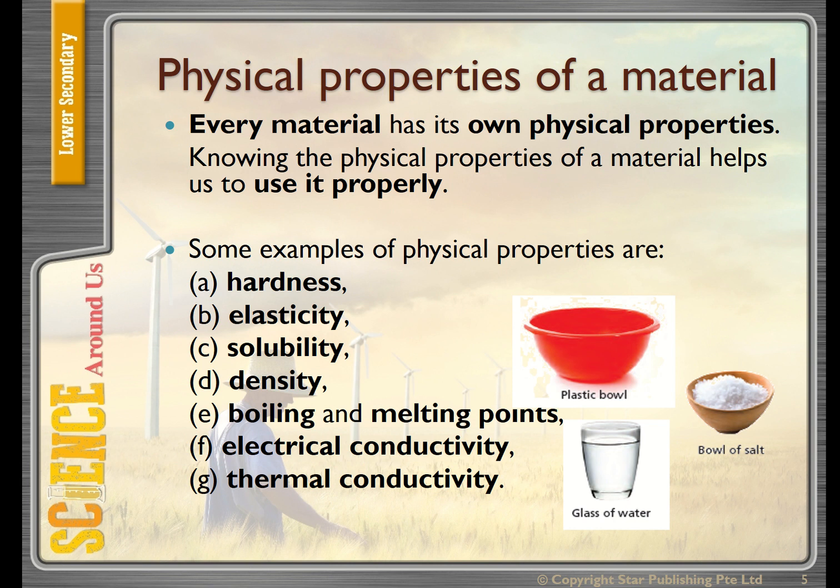So every different material has its own physical property. And if we know the property, for example, we know that metal is very hard, very strong, then we will want to use metal to make certain items that will help us to use it properly. So some examples of physical properties are hardness, elasticity, solubility, density, boiling and melting point, electrical conductivity, as well as your thermal conductivity. So later I will explain what all these things mean.